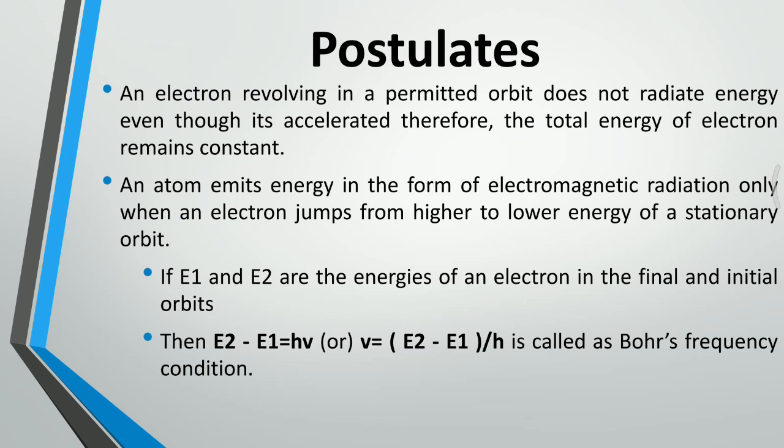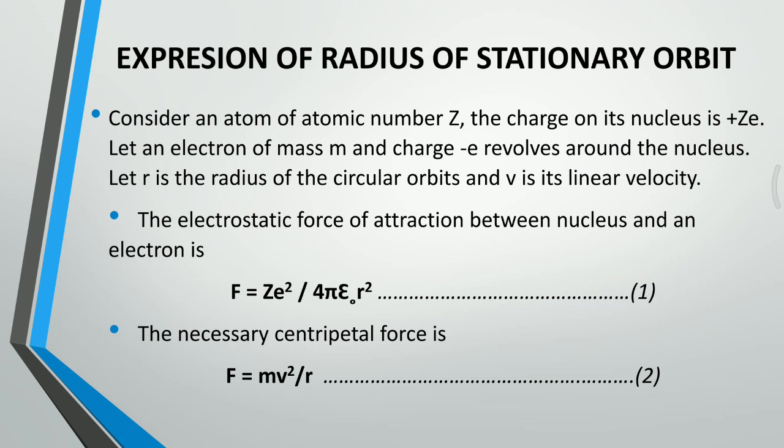An atom emits energy in the form of electromagnetic radiation only when an electron moves from a higher to a lower energy state. If I consider two energy states, E1 the lower energy state and E2 the higher energy state, when the electron jumps from the higher to the lower energy state, that is E2 to E1, the energy is liberated in the form of electromagnetic energy and is given by E2 minus E1 equals h nu, where h nu is the amount of energy radiated. Or nu equals E2 minus E1 divided by h, and this is called Bohr's frequency condition. These are the postulates of Bohr's theory or Bohr's model of an atom.